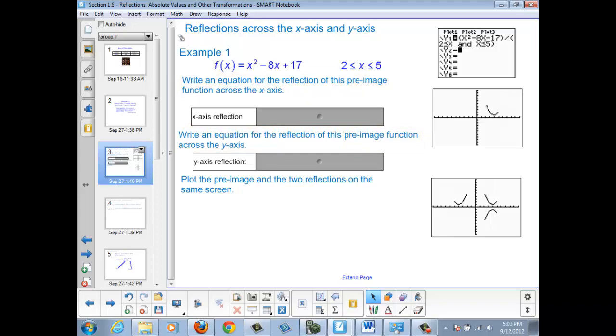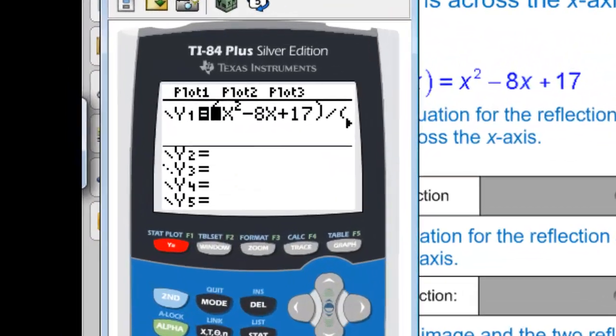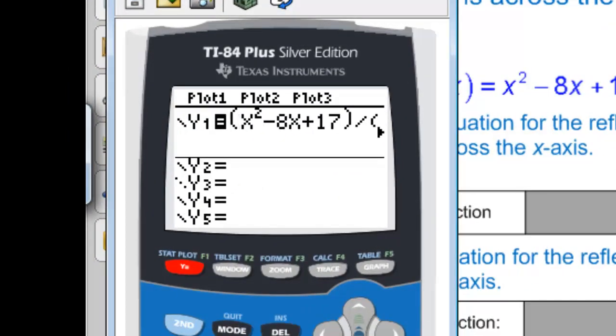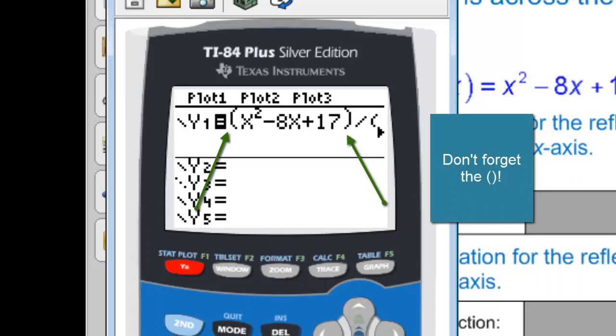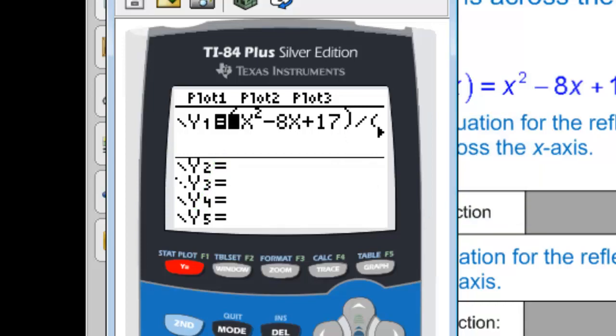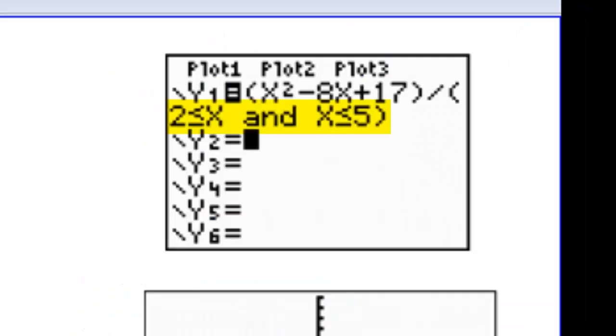First, let's get this equation into our calculator. I've sort of jumped ahead there and put it in. So x squared minus 8x plus 17. Notice how the whole function is in parentheses before we divide by the Boolean restriction. That's very important. And then our Boolean restriction is split into two conditions, 2 less than or equal to x and x less than or equal to 5.